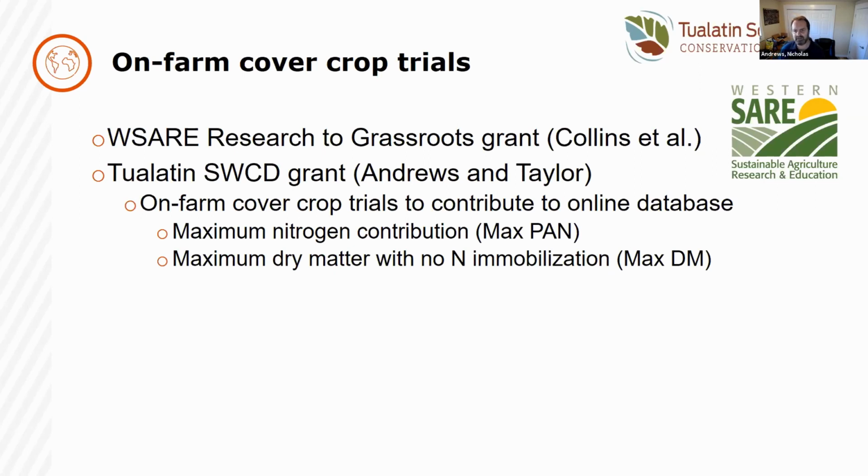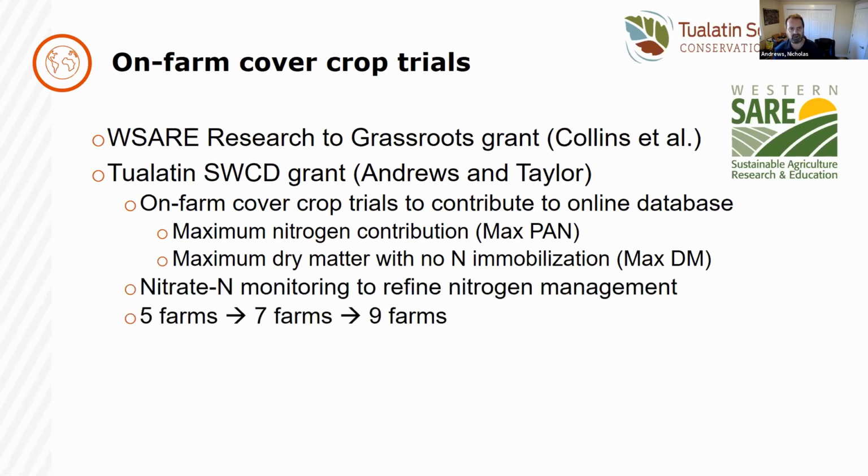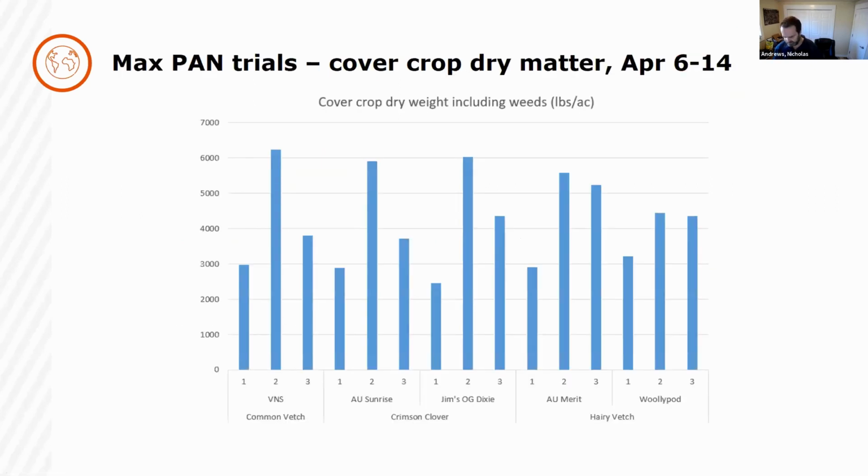The farmers in this study selected two objectives. They wanted to look at which cover crop will give them the maximum dry matter without immobilizing nitrogen. That's the bottom one there. And they wanted to look at which cover crop will give them the maximum nitrogen contribution for the following crop. We're also doing some nitrate monitoring and working with them on their fertilizer programs. In 2020, we have 5 farms. In 2021, looks like we've got 7 farms, and we're hoping to have 9 farms collaborating in 2022.